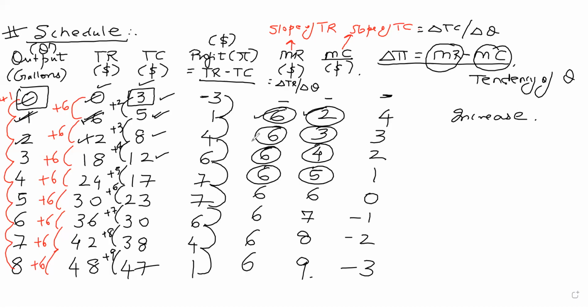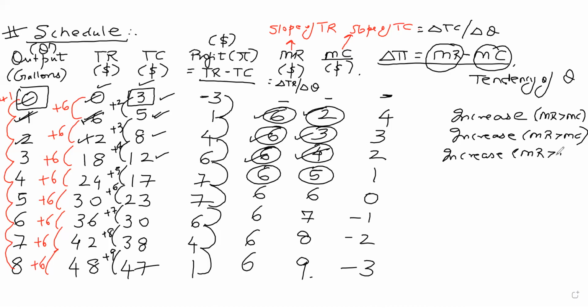In the second case also, 6 is more than 3. Marginal revenue is more than the marginal cost. There is tendency of output to increase in the second case as well. In the third case also, 6 is more than 4. Tendency of output is to increase because again MR is more than MC. In the next case also, MR is more than MC. Again, same reason. But where will the firm stop?